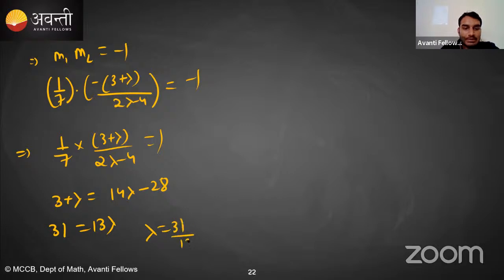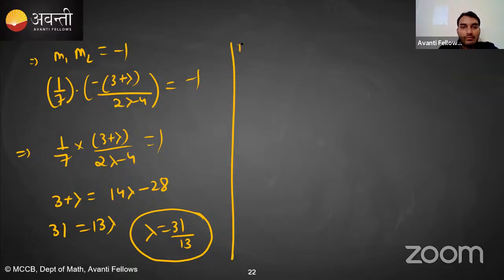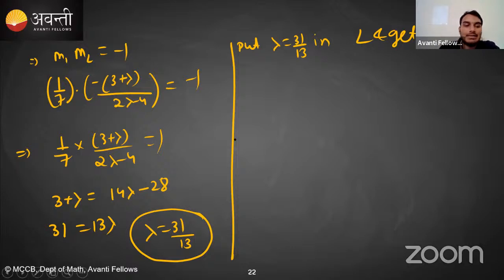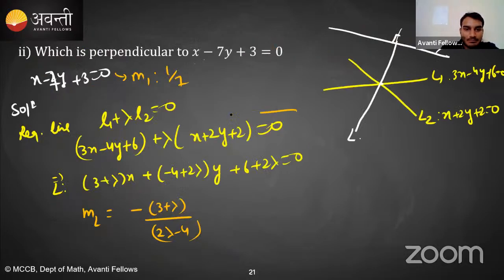31 by 13. Is this clear, students? Everyone tell me quickly in the chat box. So now put lambda is equal to 31 by 13 in L and get the line. 31 by 13 put in the equation. This is the equation, right? So you will get your line.